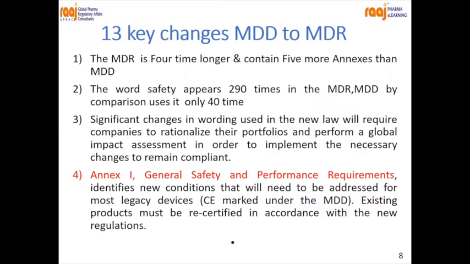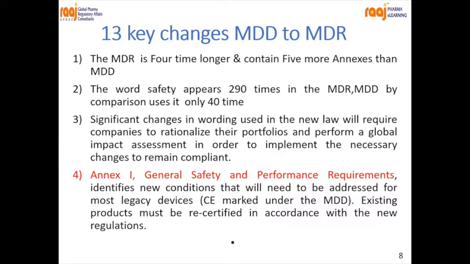Then there are annexures. So you have to understand that there are lots of changes as compared to MDD when we compare with the new MDR. The word safety appears 290 times in the MDR, and MDD by comparison uses it only 40 times. So what is the meaning of this? That means they have focused more on safety parameters.